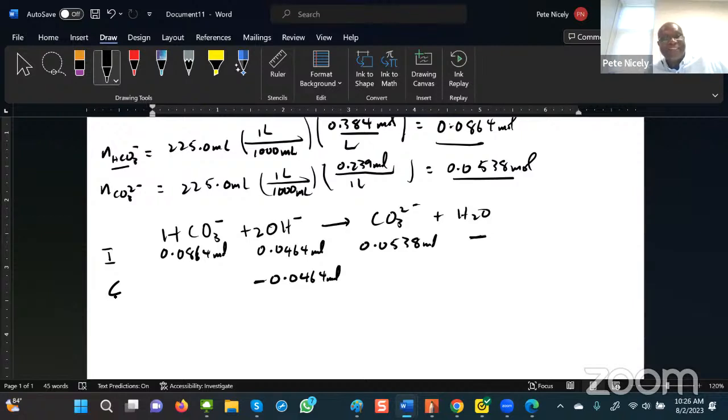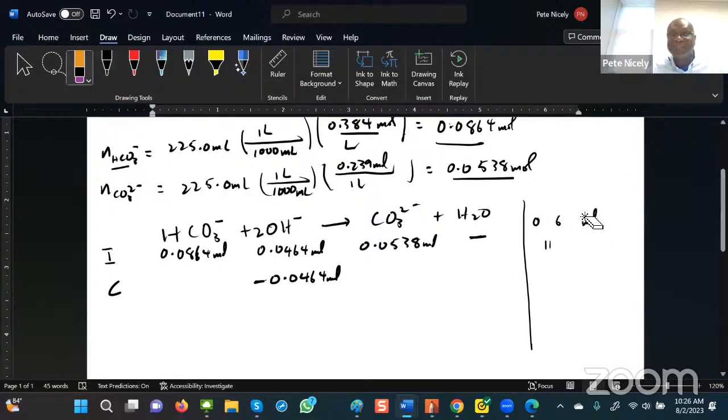In which case, you'd have to say, well, let me do a little thing over here. You'd have to say, well, if 0.0864 moles of HCO3, I need more space. All right, tell you what, let me do it down here, but I'm going to erase it. I need more space to do this here.